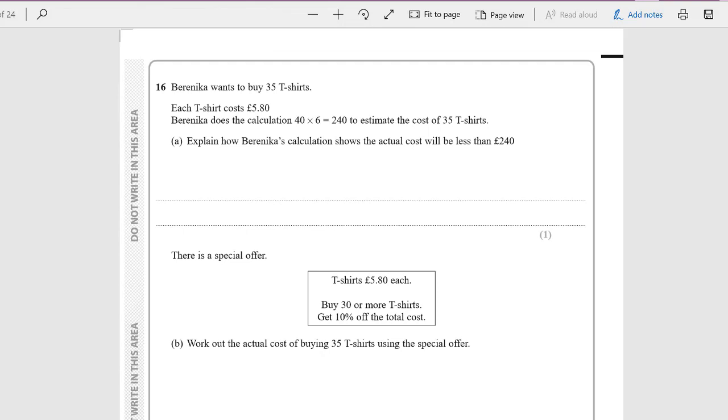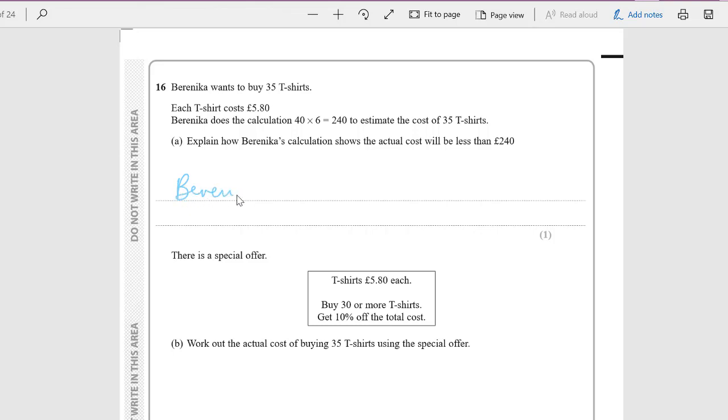Question 16. So it says Benika wants to buy 35 t-shirts. Each t-shirt costs £5.80, and she does the calculation of 40 times 6 equals 240 to estimate the cost of 35 t-shirts. So explain why her calculation shows the actual cost will be less than £240. So she's rounded up both numbers, so her answer is an overestimate. Because the cost is actually 5.80, but she's rounded up to 6, and because she only wants 35, but she's rounded up to 40, she'll have an overestimate.